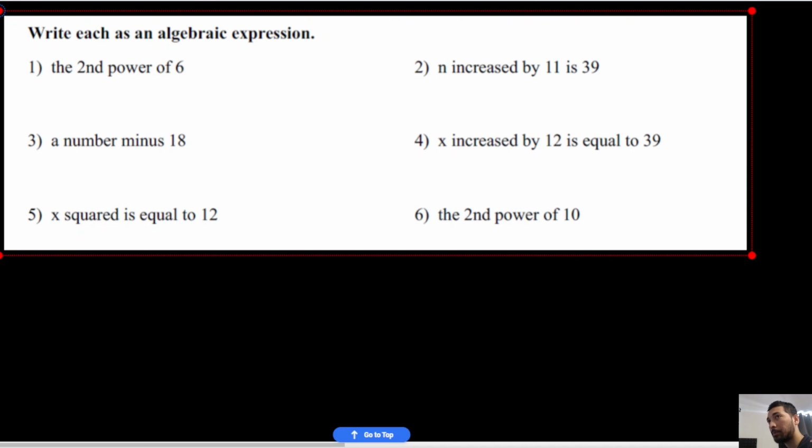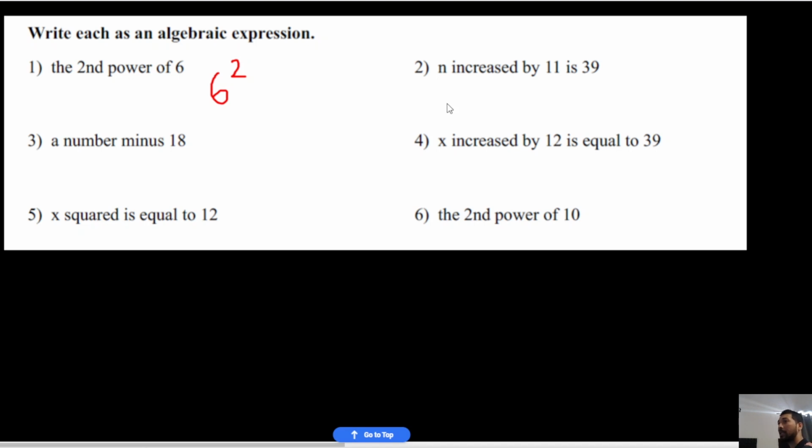Okay, so the problem statement says write each as an algebraic expression. So the first one is the second power of 6. So we have this 6, and now we take the second power on top of this 6. So we have this 2 coming as an exponent. So we have 6 to the power of 2. So this is how we write this algebraic expression.